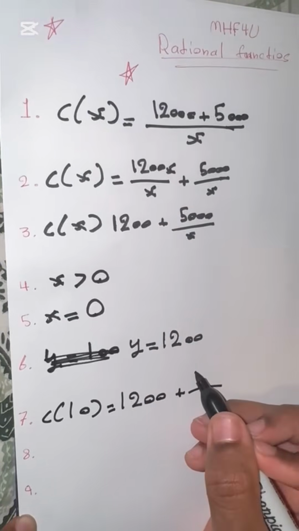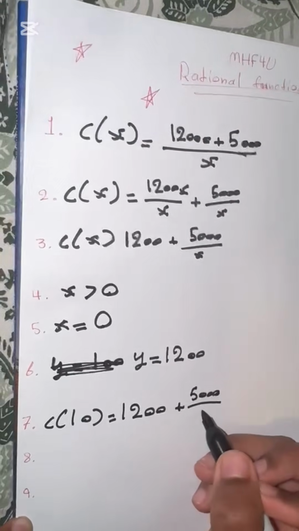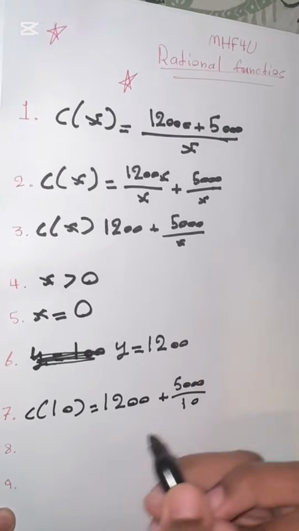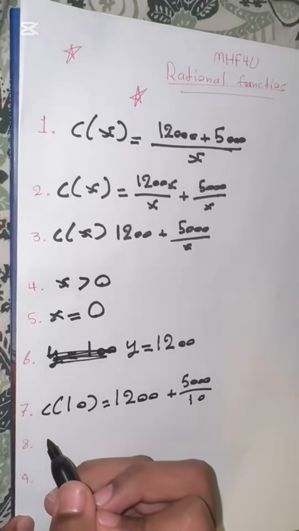Finally, I calculated the cost if 10 students enrolled. So the cost per student would be $1,700.